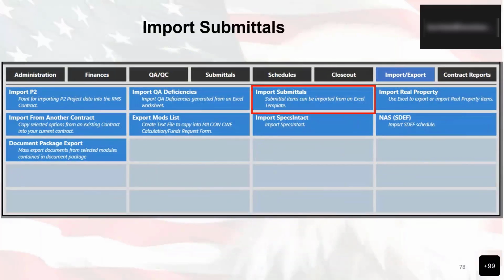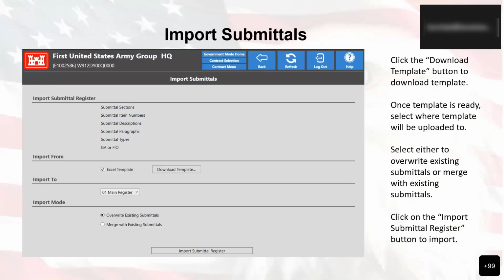All right, and then we have import submittals, same exact thing. Import submittals basically uses the Excel file format. You'll click the download template button to download the template. Once the template is ready, select where the template will be uploaded to, and then select either to overwrite existing submittals or merge with existing submittals. You'll click on the import submittal register button to import that particular template, which is right here.